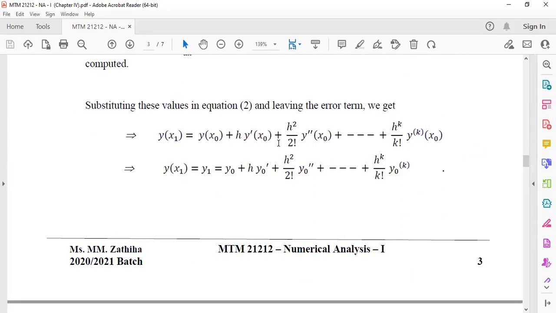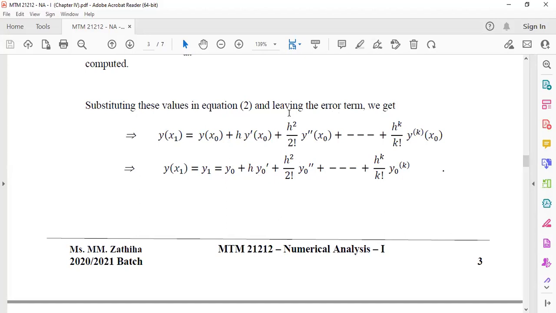When we are doing an example, you can find out. So rather than y of x naught, I can write y of 1. Similarly, I can write y of x1 as y1, and y of x naught as y naught, plus h times y naught dash, plus h squared over 2 factorial y naught double dash, up to this one.